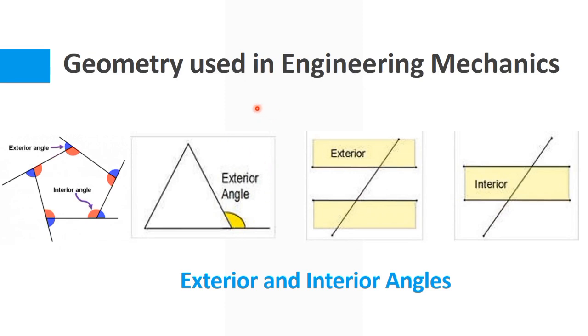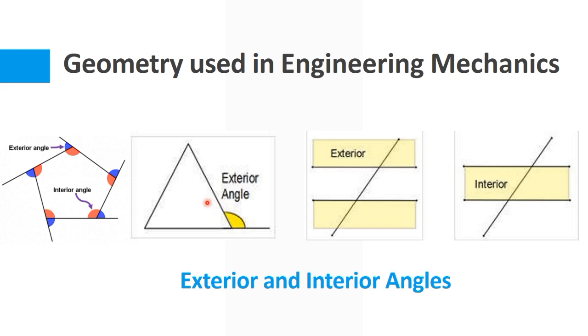So, the basic geometry which is used in engineering mechanics. First of all, we have to know what angles are, what exterior angles are, and what interior angles are. This slide shows the illustration of exterior and interior angles. Here you can see a polygon with 5 sides, and the angles shown with red shading are known as interior angles because they are inside the shape, and those angles which are outside the shape are known as exterior angles.